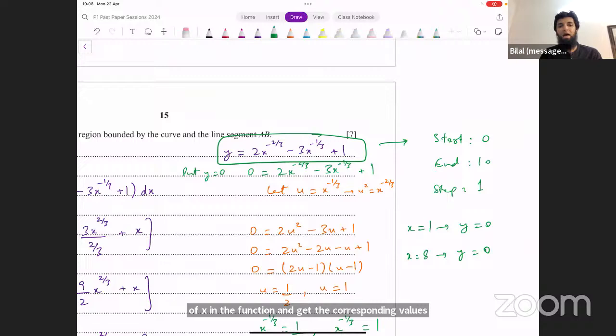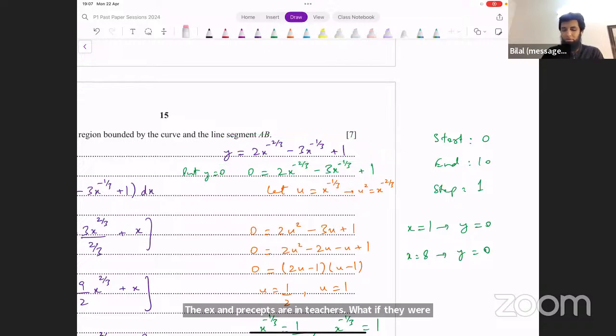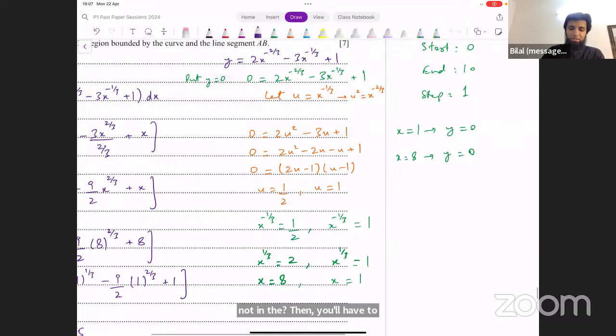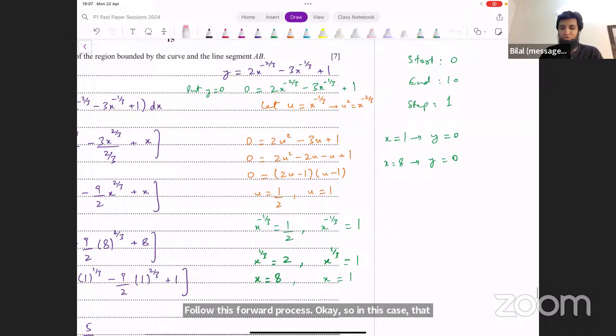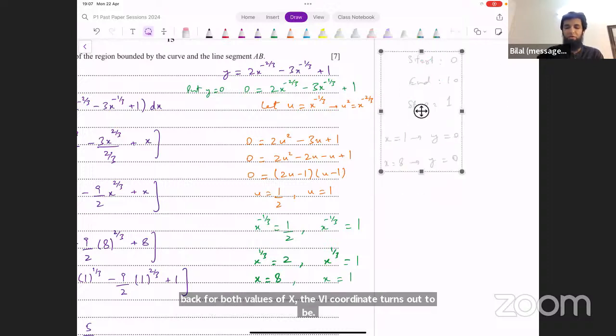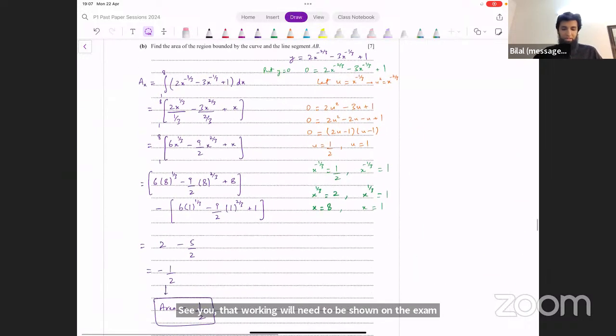Input these values of x in the function and get the corresponding values of y, and you would get the result. However, it only works in this case because the x-intercepts are integers. What if they were not integers? Then you'll have to follow this whole process. So in this case it works because the x coordinates were integers, but you have to show the working that for both values of x, the y coordinate turns out to be 0. That working will need to be shown on the exam paper. That was part B of this.